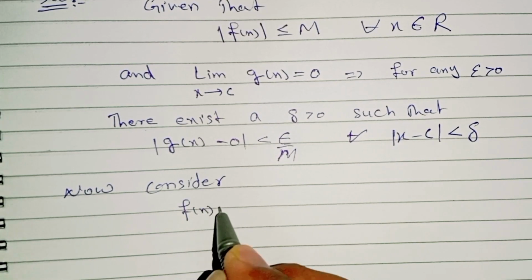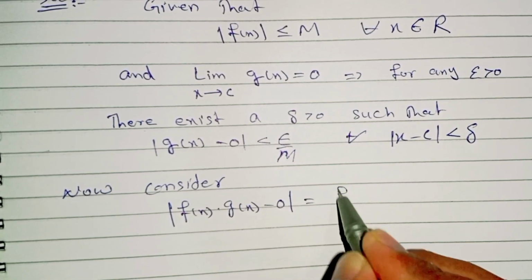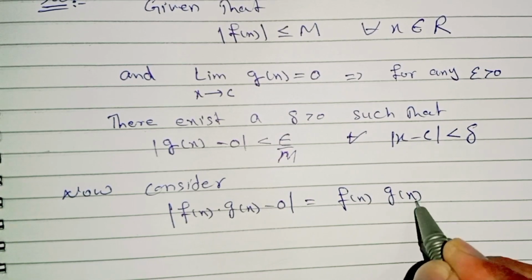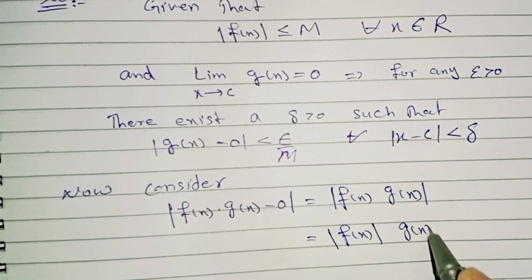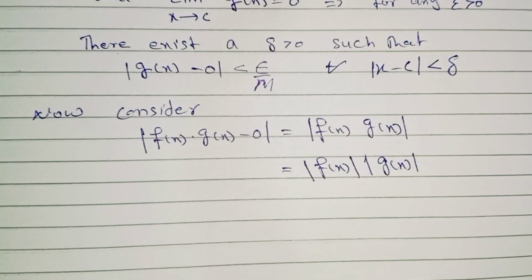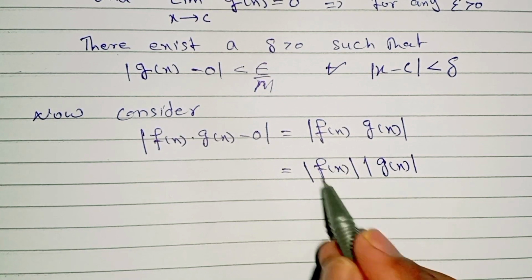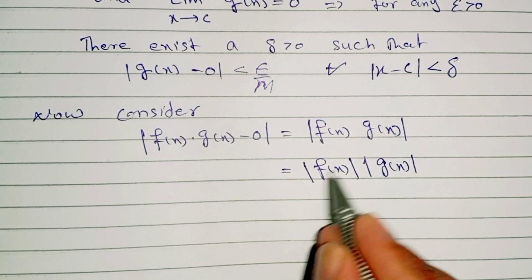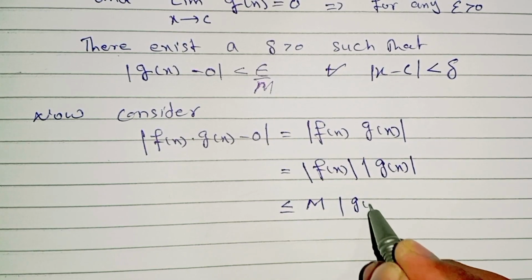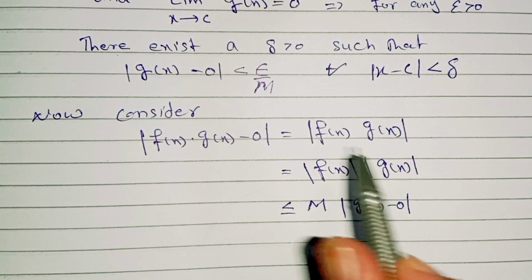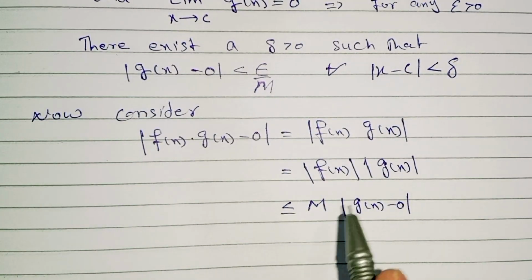|f(x)g(x) - 0| is equal to |f(x)g(x)|, which is equal to |f(x)||g(x)|, as we know that the absolute value of AB is equal to the absolute value of A multiplied by the absolute value of B. |f(x)| is less than or equal to M. Then this expression can be written as less than or equal to M into |g(x) - 0|, and |g(x) - 0| is equal to |g(x)|, but here |g(x) - 0| is less than epsilon over M.